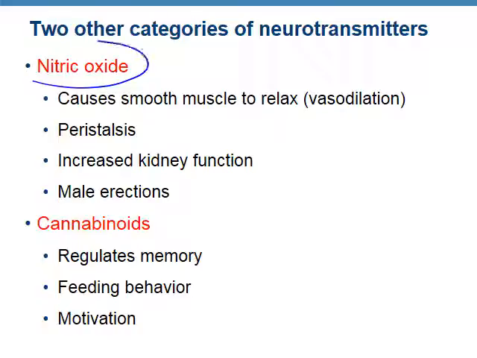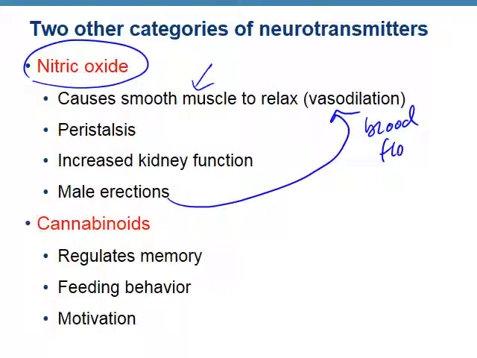Two neurotransmitters, the last two I want to talk about. One is nitric oxide. It causes smooth muscle to relax. This has something to do with male erections. So it allows blood to flow into the penis and maintain an erection. It's also responsible for peristalsis, which is alternating contractions in order to move food.